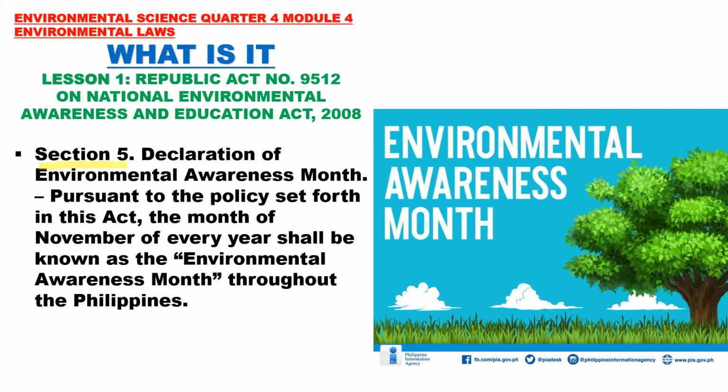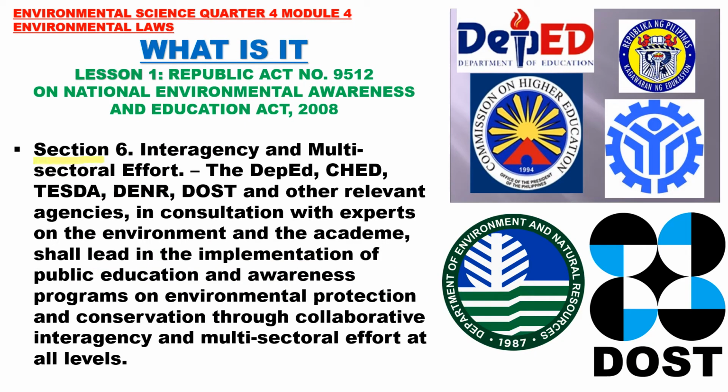Section 5 of RA 9512 gives the declaration of Environmental Awareness Month. The month of November of every year shall be known as the Environmental Awareness Month throughout the Philippines. Section 6 of RA 9512 gives the interagency and multi-sectoral effort. DepEd, CHED, TESDA, DENR, and DOST and other relevant agencies shall lead in the implementation of public education and awareness programs on environmental protection and conservation.